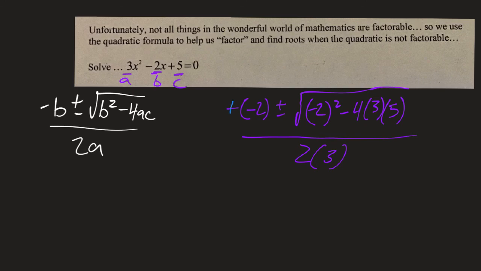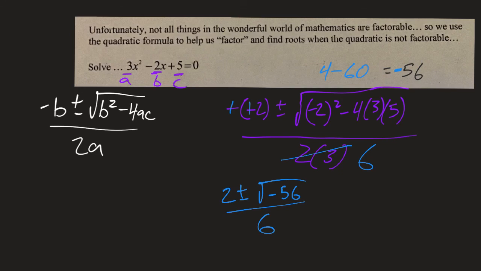So this first portion, the two negatives are going to cancel out. Negative 2 squared, right? Notice I put those parentheses. That's really important. That's going to give me a 4, okay? So we've got 4 minus 4 times 3 is 12 times 5 is 60, okay? So overall, my root has negative 56 under it. And down here, 2 times 3, that's just going to be a 6. Okay, so here's where I'm at right now. 2 plus or minus the square root of negative 56, over 6.